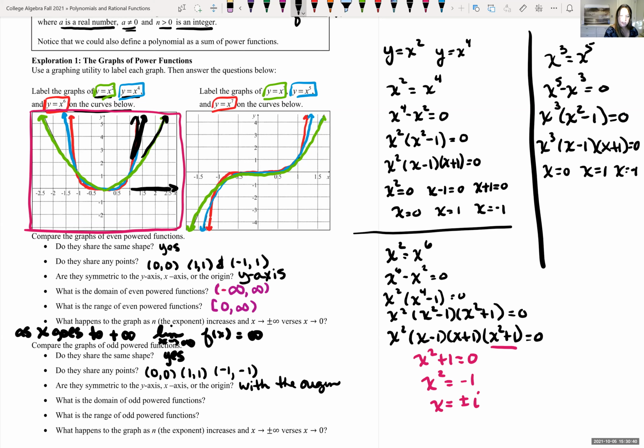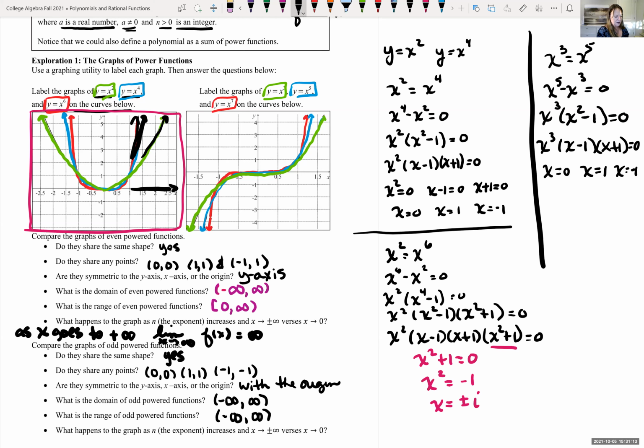The domain: there's no trouble spots in our function, negative infinity to infinity. The range of an odd power function, we're hitting all of our y values. So all real numbers, we can write that as negative infinity to infinity. And then what is happening in the graph as x goes to positive and negative infinity. I didn't finish that last piece up and above.